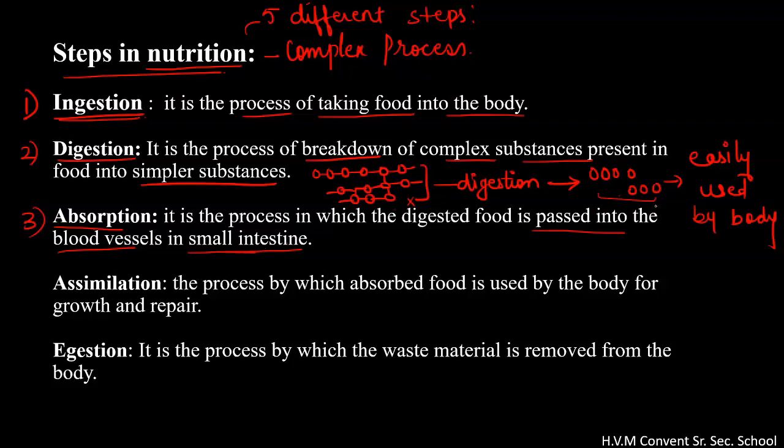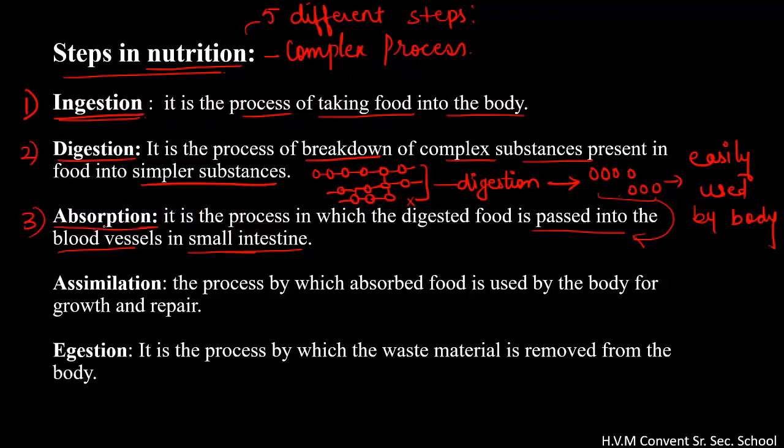So this digested food is then passed into the blood vessels in the small intestine. This process, in which the digested food is passed into the blood vessels of the small intestine, is called absorption. So food is now being absorbed by the body. So the third step is absorption.